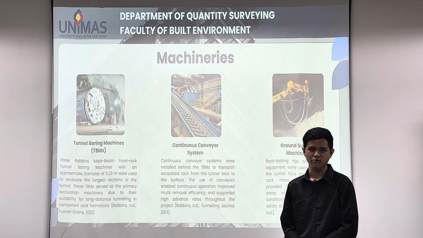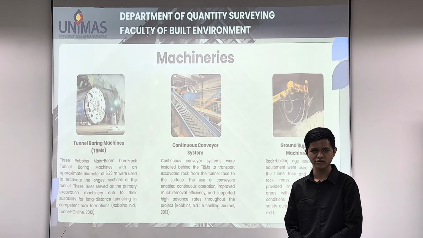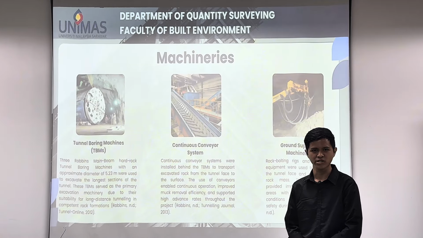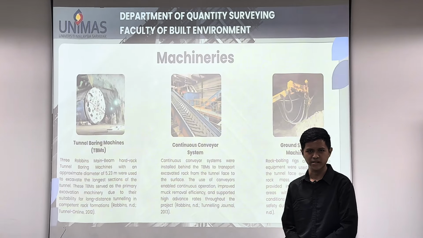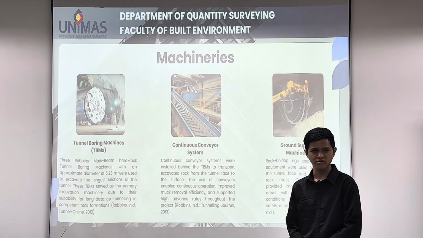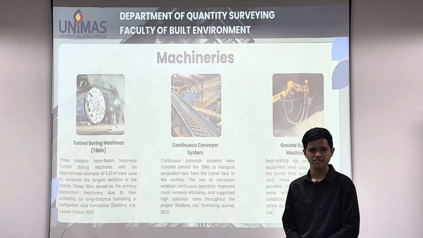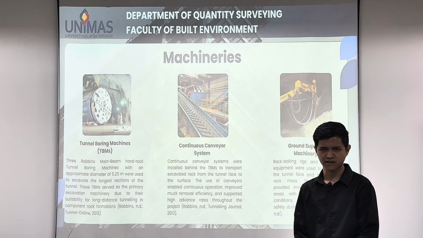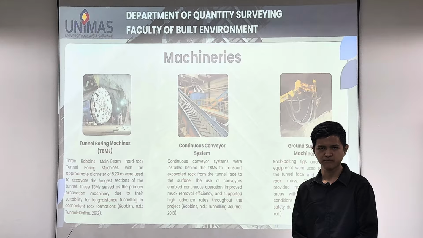For this project, I will briefly explain the main machinery used in the construction of the Pahang Selangor tunnel. The most important machinery used was the tunnel boring machine, or TBM. These hard rock TBMs were used to excavate the main tunnel. This machine allowed continuous excavation and was suitable for the long tunnel length and hard rock condition. Behind the TBM, a continuous conveyor system was installed to remove the excavated rock from the tunnel. This helped improve efficiency and reduce construction time.